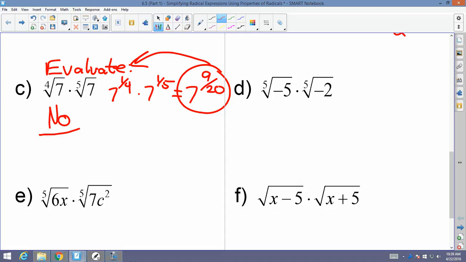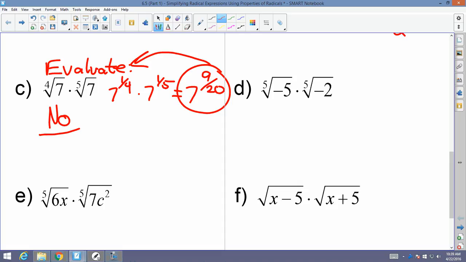Okay, like I said, on my test, if I say, can you multiply these radicals? The answer is no. But on my test, you know what I'm going to do. I'm just going to say evaluate. So at this point, if the bases are the same, you can do it this way. If the bases are not the same, you're out of luck, Chuck. Cool? You sure? Okay, thank you, sir.